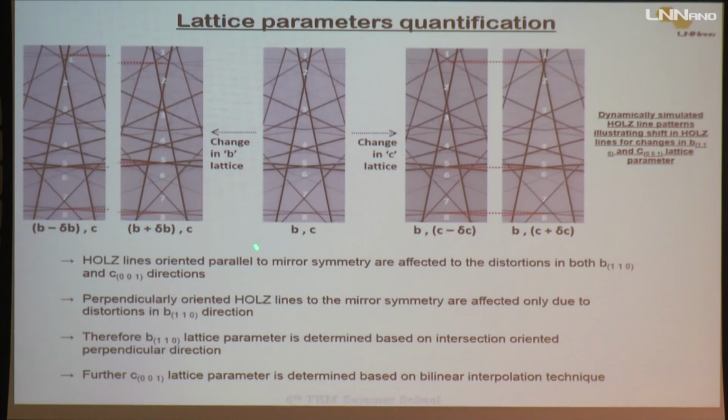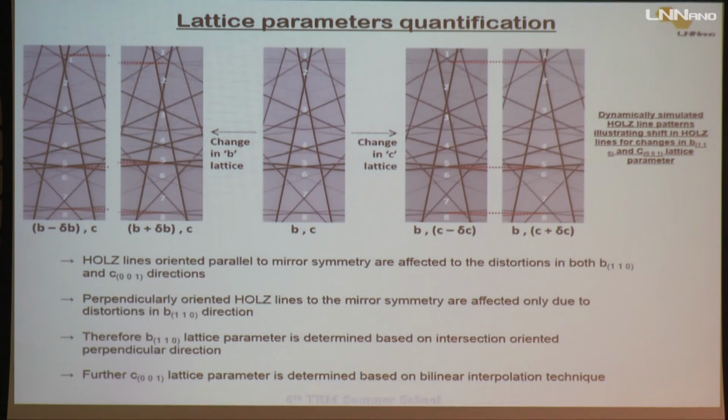So here, this is a strain-free pattern. When there is no strain, it looks something like this. If I put a strain in the C direction, all the lines will be moving, but if you look carefully, the lines that are oriented in this direction don't move for the C direction. But if I change the strain in the B lattice parameter, the whole sign lines that are oriented parallel are fine, but the lines that are oriented perpendicular change only for changes in B, but not for C.